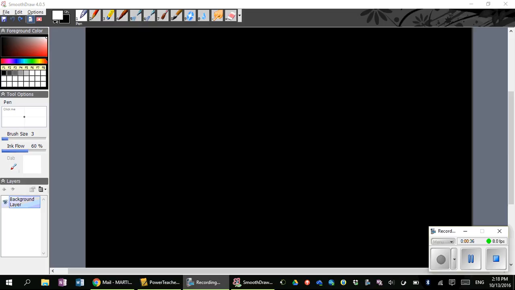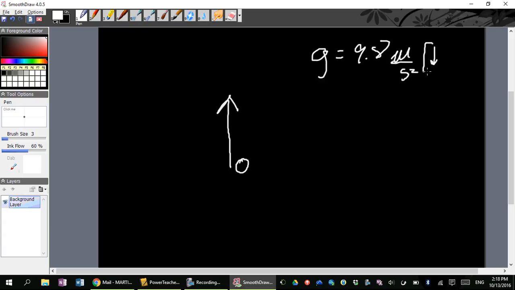Well, if you have a ball, let me just draw this here, that you throw in the air, the acceleration due to gravity, g, is 9.8 meters per second squared, and it's down. That never changes. It simply doesn't change, so it's a uniform acceleration.